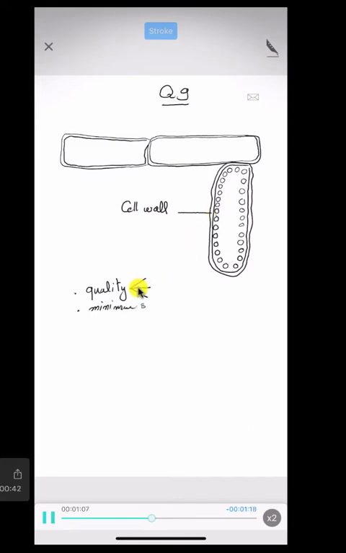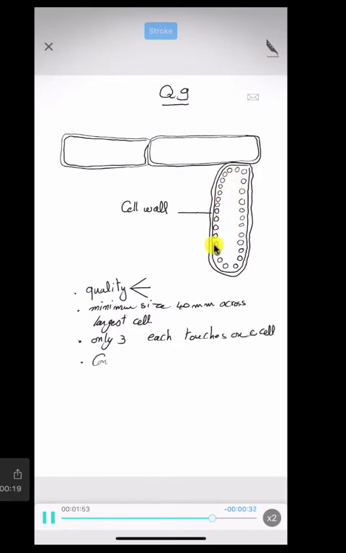The quality is 1 mark, and the minimum size for the 2 epidermal cells and the palisade cell will be at least 40 millimeter, so very important. And you will draw only 3, no more, no less. This is a mark also. And also you should draw the contents of any of the cells. Actually, the contents appear in the palisade only. No contents can be seen in the epidermal cells. And the label line with the ruler and write the cell wall.